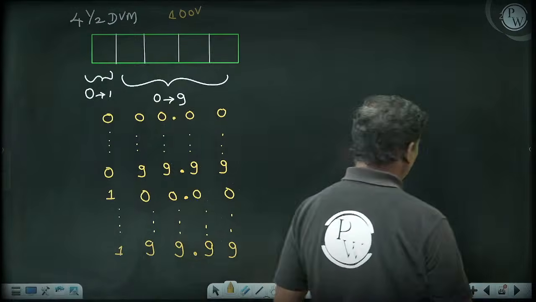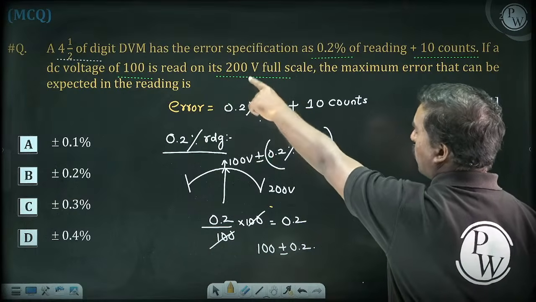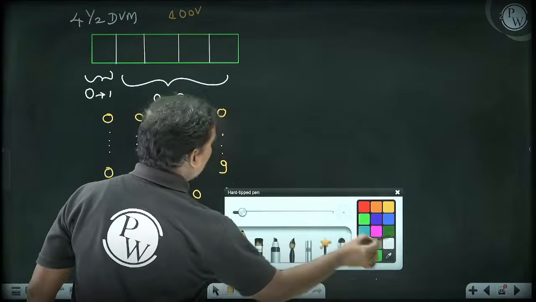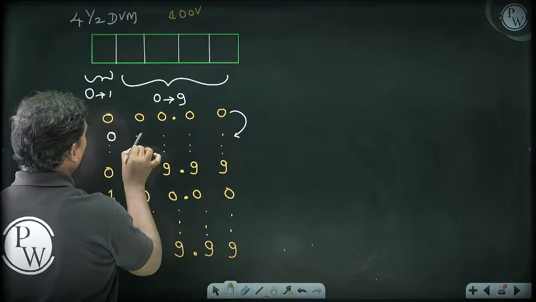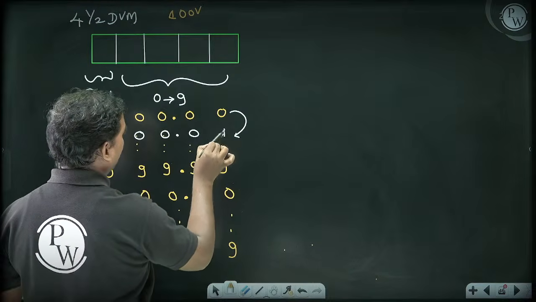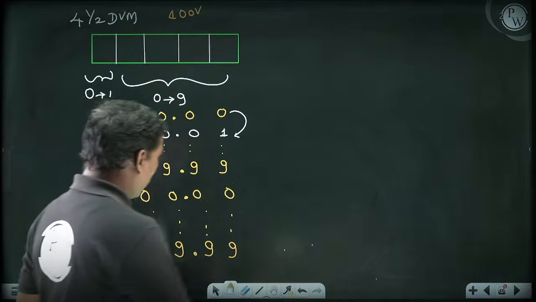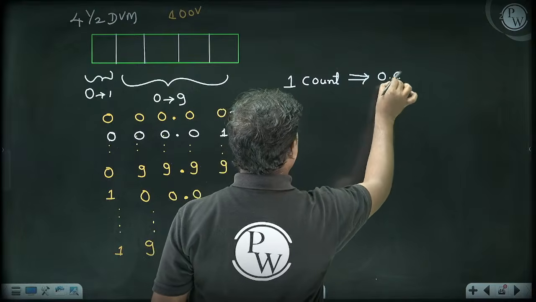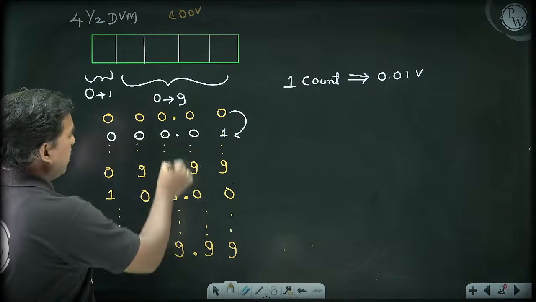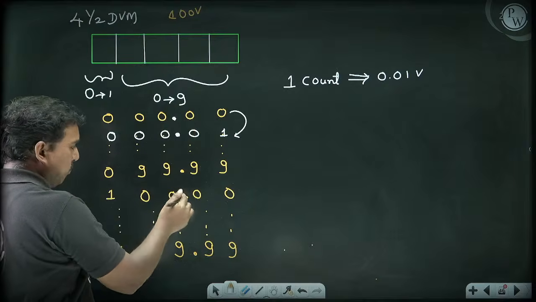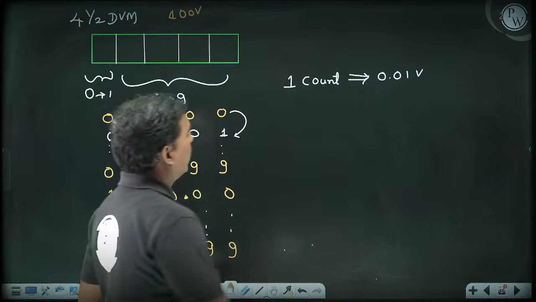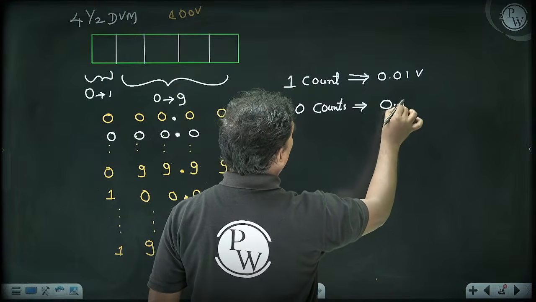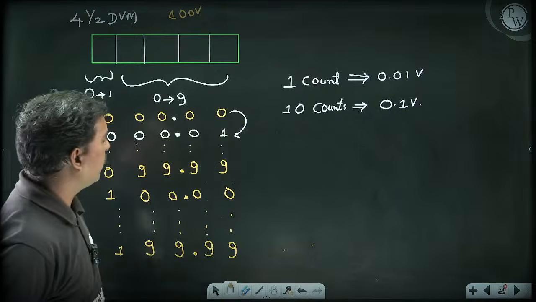Now what is being asked here? A 4.5 digit DVM has an error specification of 0.2%, 10 counts. First of all, what do you mean by 1 count? This is 1 count. 1 count means 0.01. That means 1 count corresponds to 0.01 volt. The point will come here, because for 100 volts the point should be here. So 10 counts corresponds to 0.01 into 10, that is 0.1 volt. So 0.1 volt. Now what is the error?